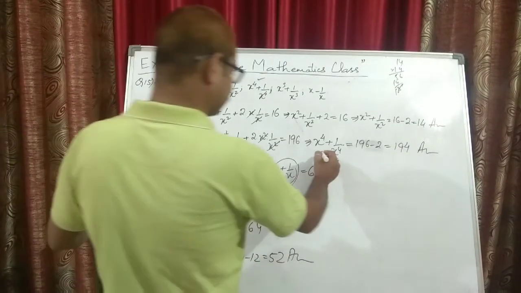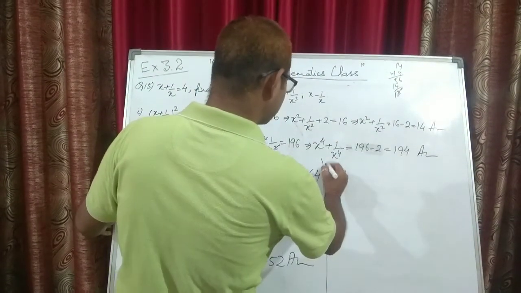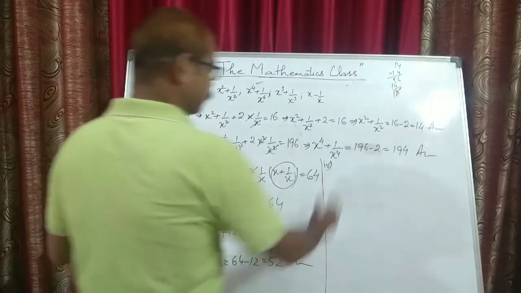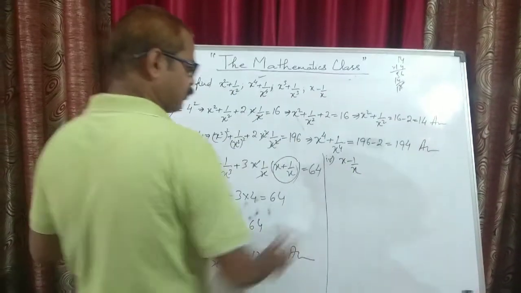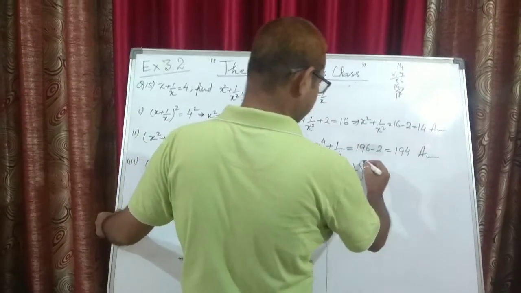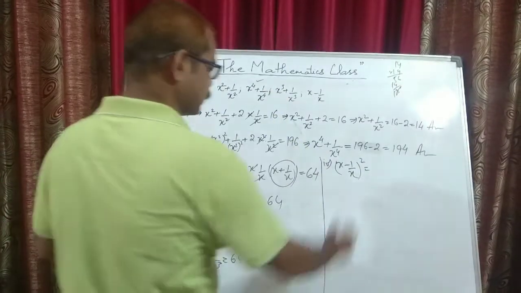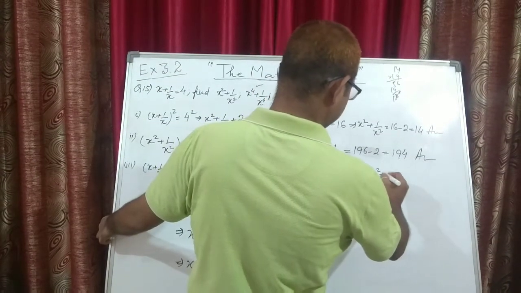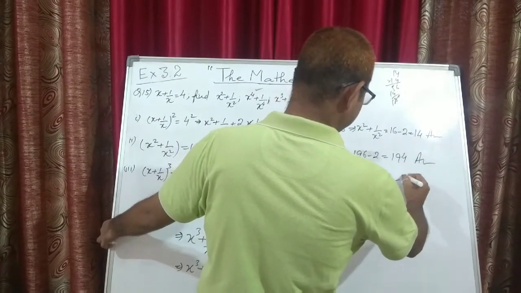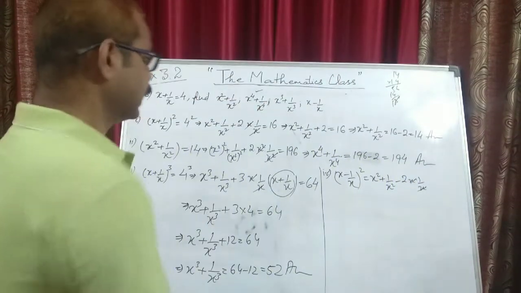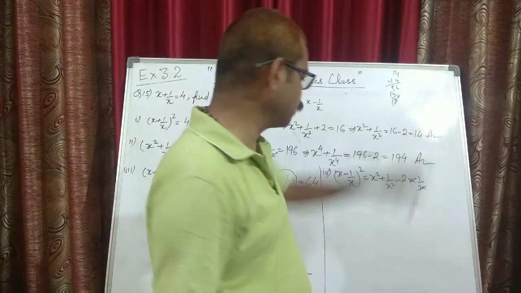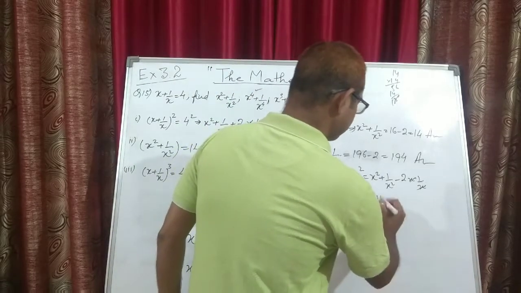Now fourth part. In the fourth part we have to find the value of x minus 1 upon x. So what we can say, (x minus 1 upon x) whole square can be written as x square plus 1 upon x square minus 2 x into 1 upon x, means simply minus 2. X square plus 1 upon x square was 14. So here you can say value.